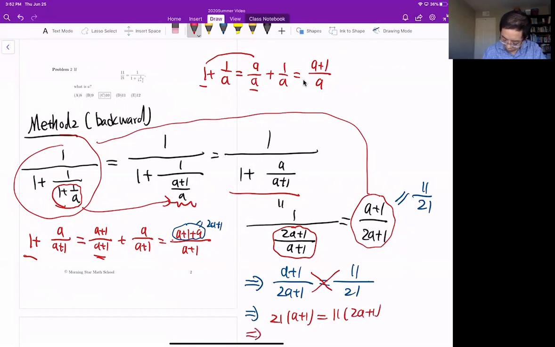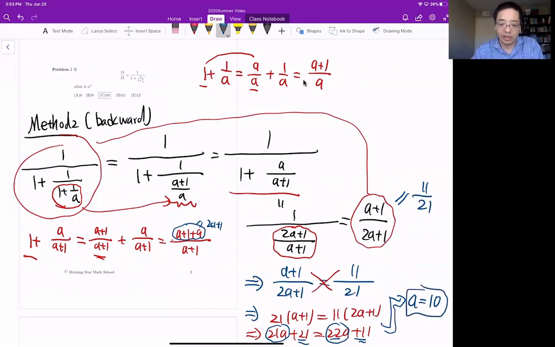Okay, so from here you can solve this: 21a plus 21 equals 22a plus 11. Okay, so then you have 21a, 22a, 21, and 11. If you move this to the right-hand side, then you get a equals 10, right? Because 22 minus 21 is 1a, and the other one is 10. Okay, so you just get the same answer, a equals 10. So this is an algebraic approach, which is more robust. I would say you don't have to play any trick, you just follow the procedure. Right? Okay.